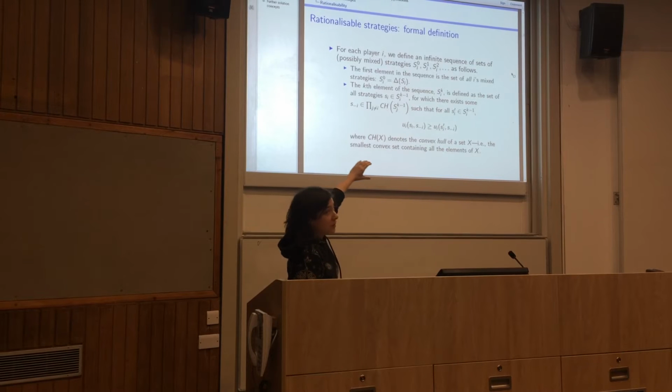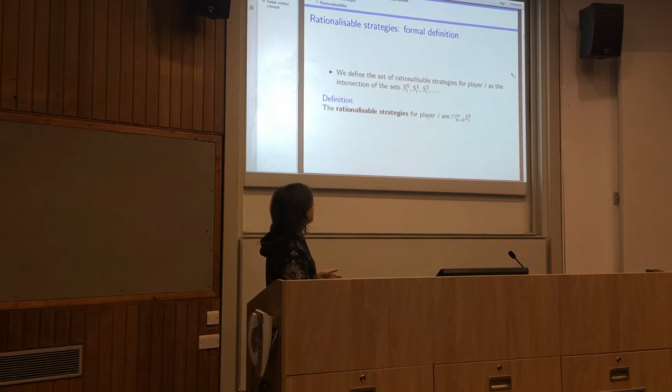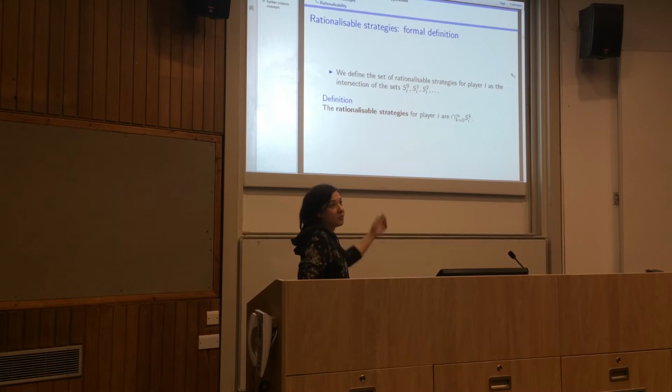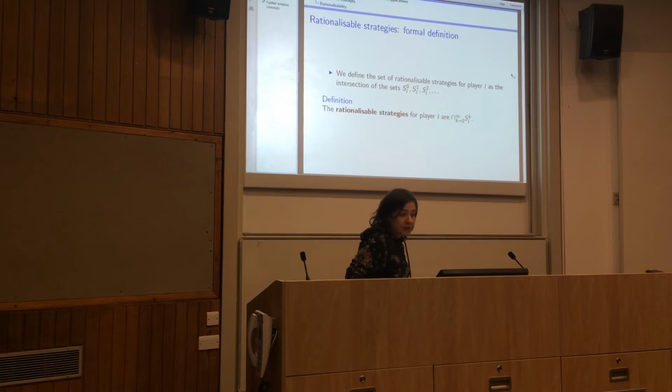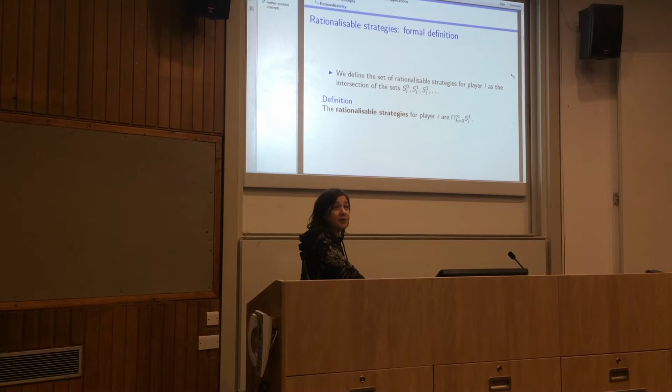So those sequences go and shrink. And this way we always check if the strategy is the best response to the combination of strategies of the opponents in the previous step. Okay? And then the set of rationalizable strategies for a given player would be the intersection of all the sets in the sequence. So basically the smallest set. So that is a formal definition. Any question on rationalizable strategies?